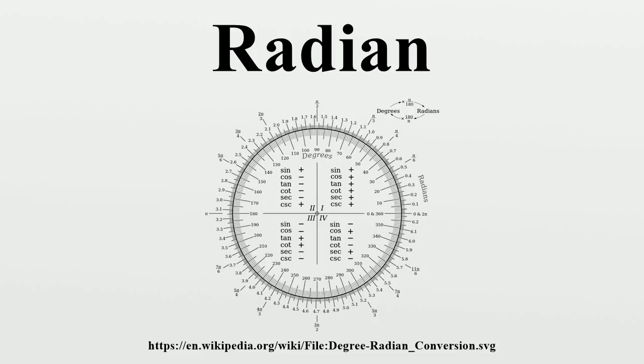Conversion between radians and gradians. 2 pi radians are equal to 1 turn, which is by definition 400 gradians. So, to convert from radians to gradians multiply by 200 over pi, and to convert from gradians to radians multiply by pi over 200.